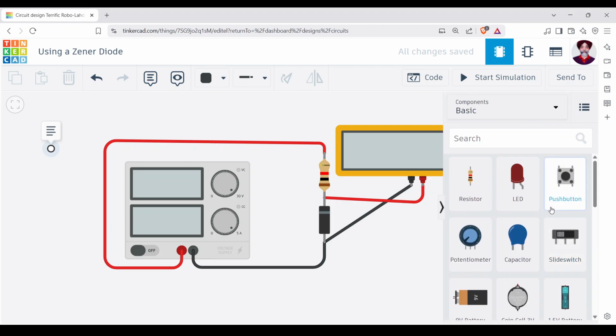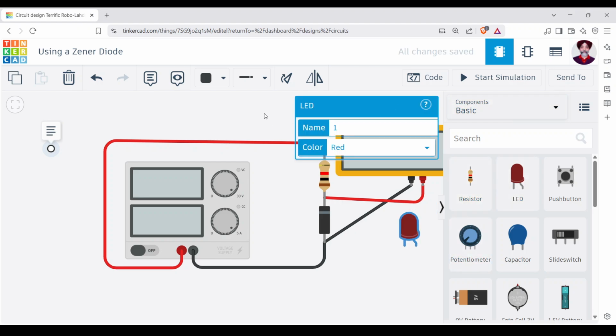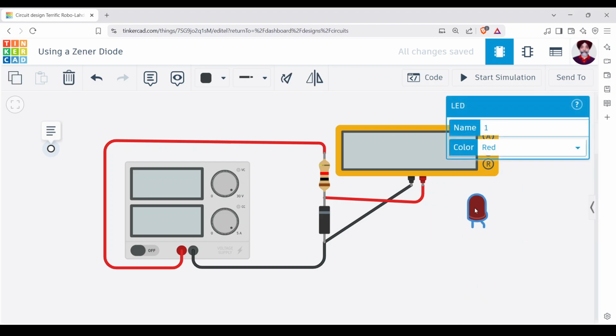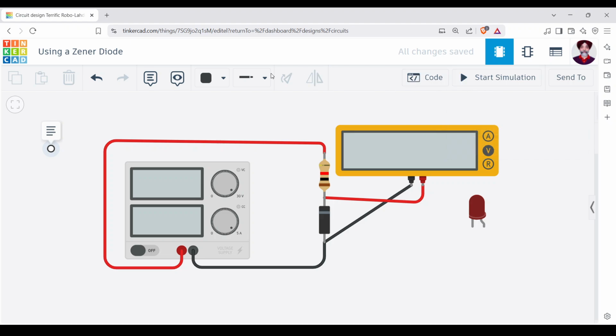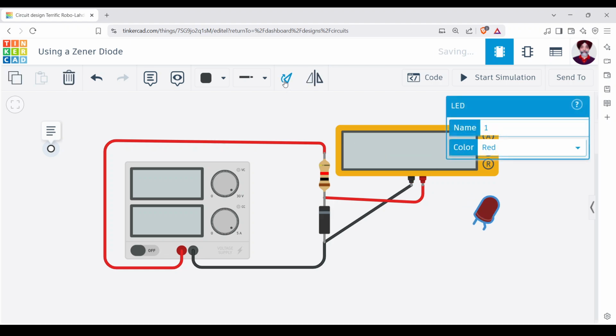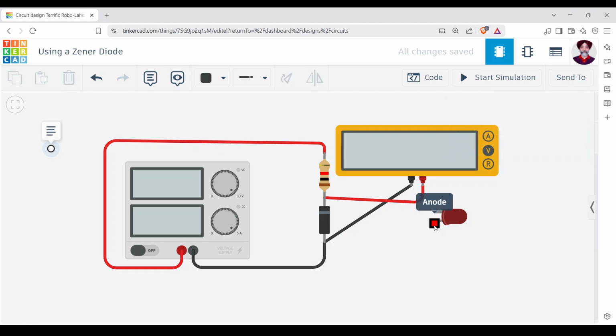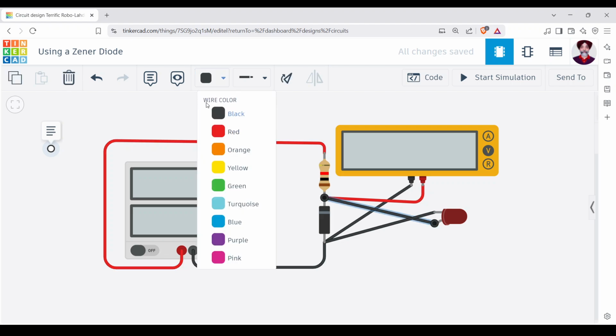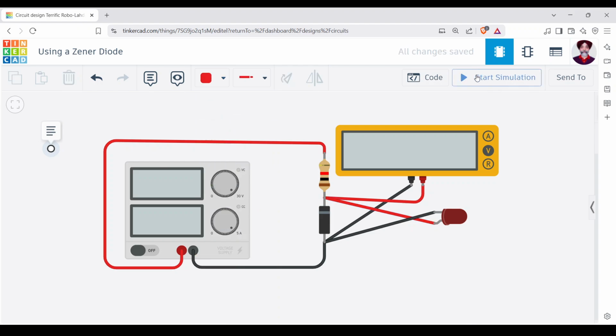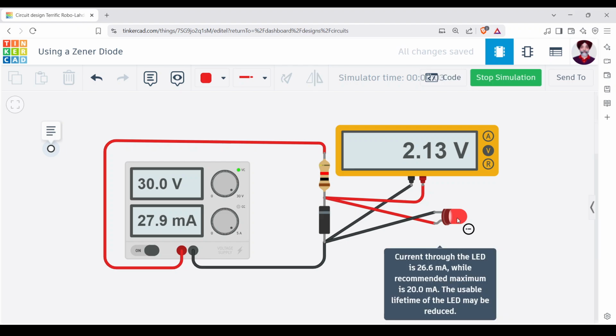We know that when we use LEDs, we use a resistor along with it. Why? Because we need to limit the voltage. What if I do not use a resistor, but I use a Zener diode to limit the voltage? Let me connect the anode to the positive terminal and the cathode to the negative. Alright, so this is the positive. Let's start the simulation and you will see, yes, the voltage has gone beyond 2 volts.